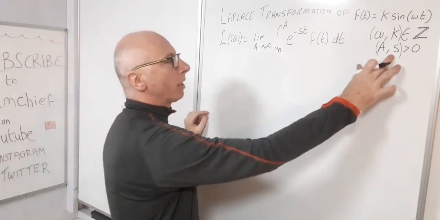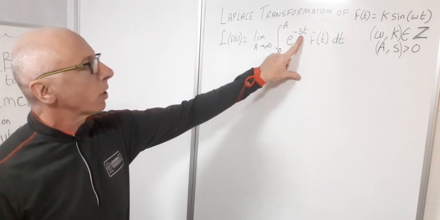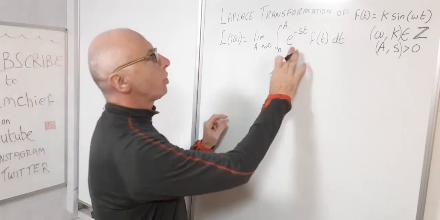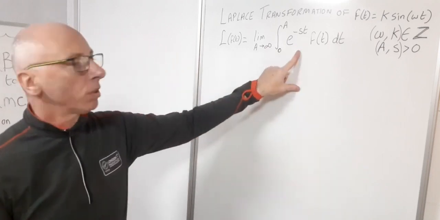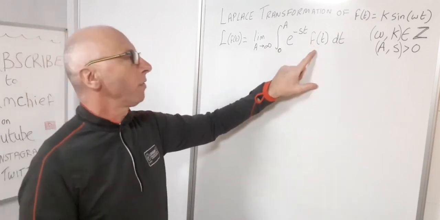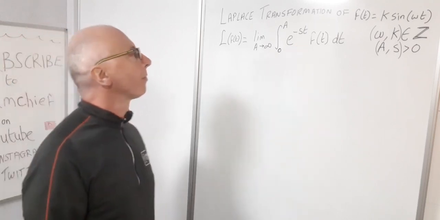Now our parameter, you see here, I've set that to be greater than 0, which is really important, because if that was 0, this would just reduce to 1. And if s was less than 0, this integral would diverge off to infinity. So we want this to converge to make this work.